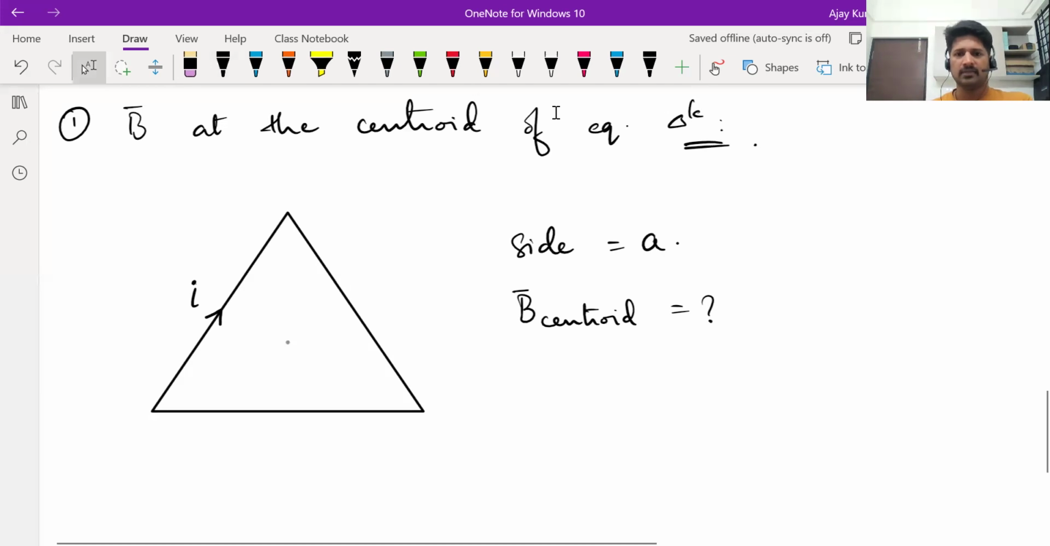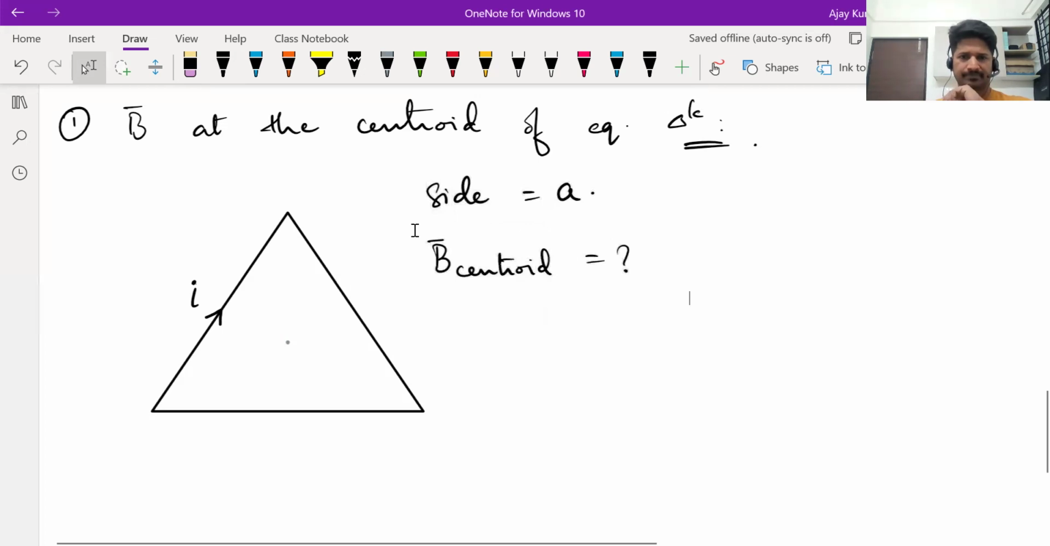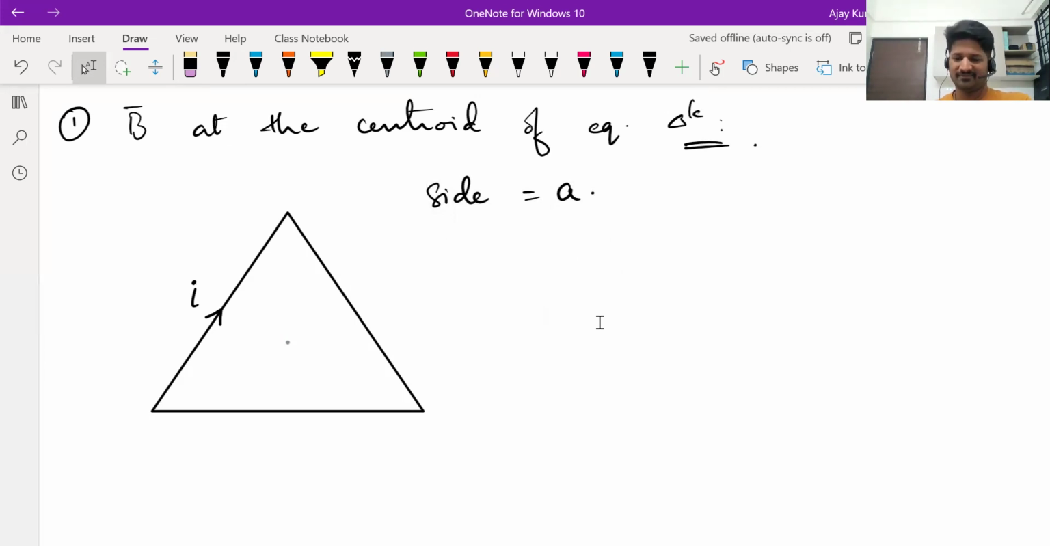And Harika, how much are theta 1 and theta 2? Theta 1 is 30 degrees and theta 2 will be 60 degrees. Okay, let us visualize.